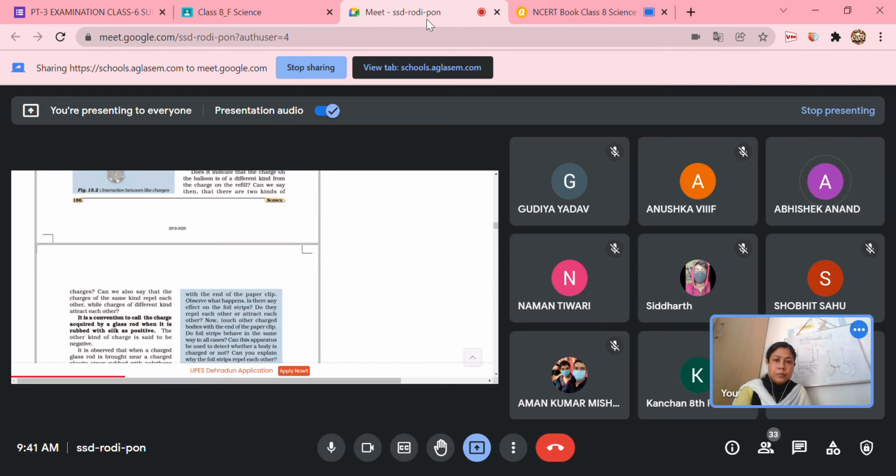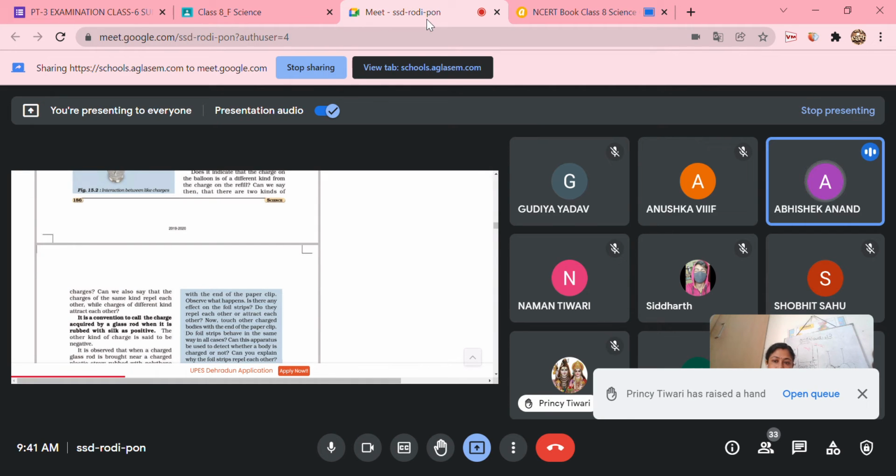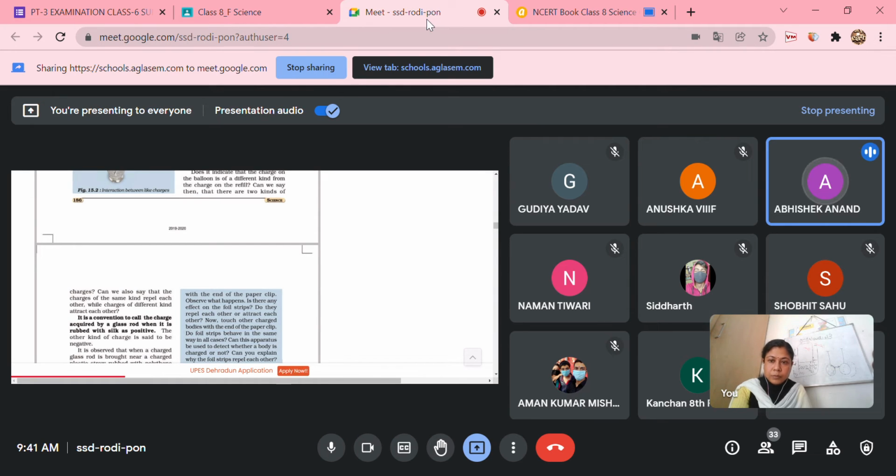Does it indicate that the charge on the balloon is of a different kind from the charge of the refill? Can we say then that there are two kinds of charges? Can we also say that charges of the same kind repel each other while charges of different kind attract each other? It is conventional to call the charges acquired by a glass rod when it is rubbed with silk as positive. Underline, very important, children.